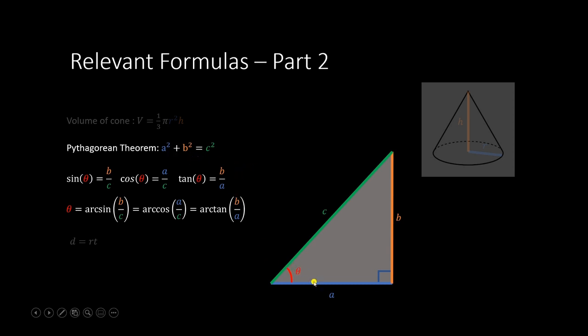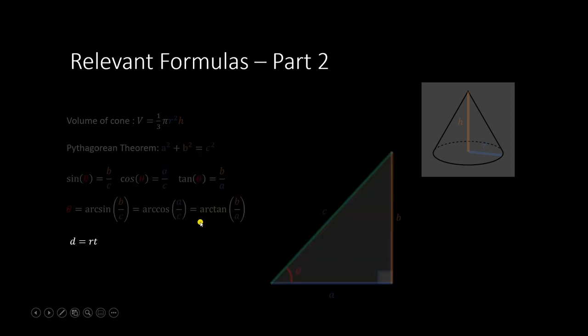Then, if you have an angle theta, like we have here in red, we can use the sides of the triangle to define sine of theta, cosine of theta, and tangent of theta. On the other hand, if you have the length of the sides and you want the angle, you use these inverse trigonometric functions at the bottom.